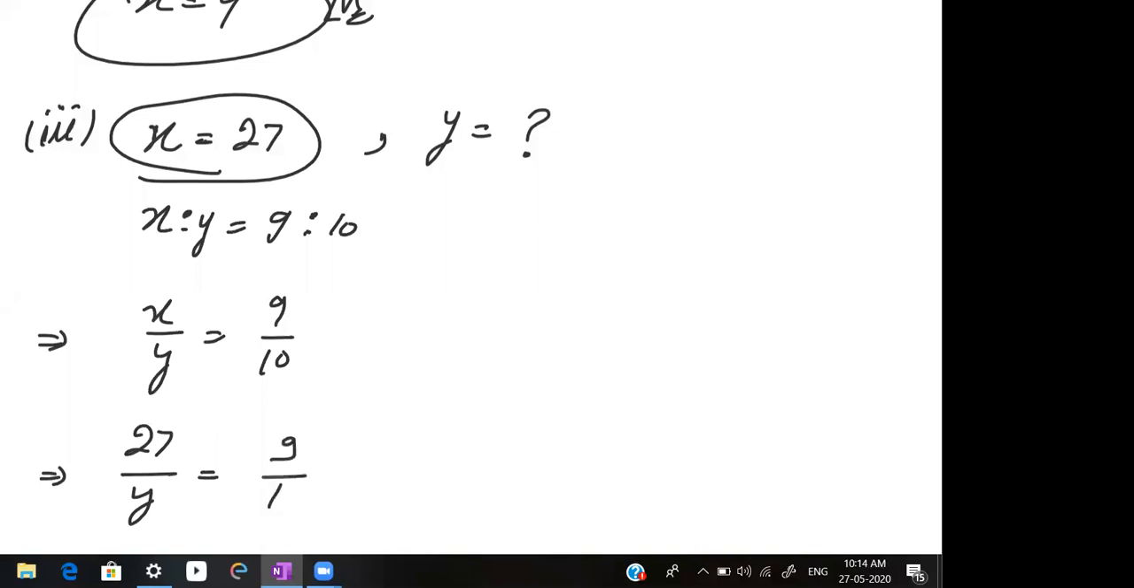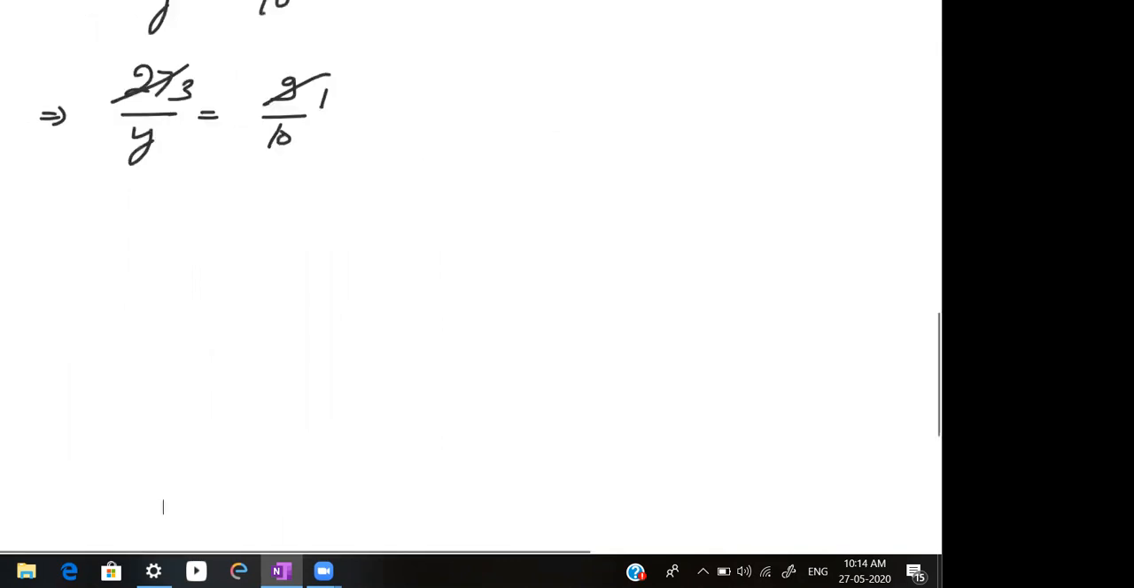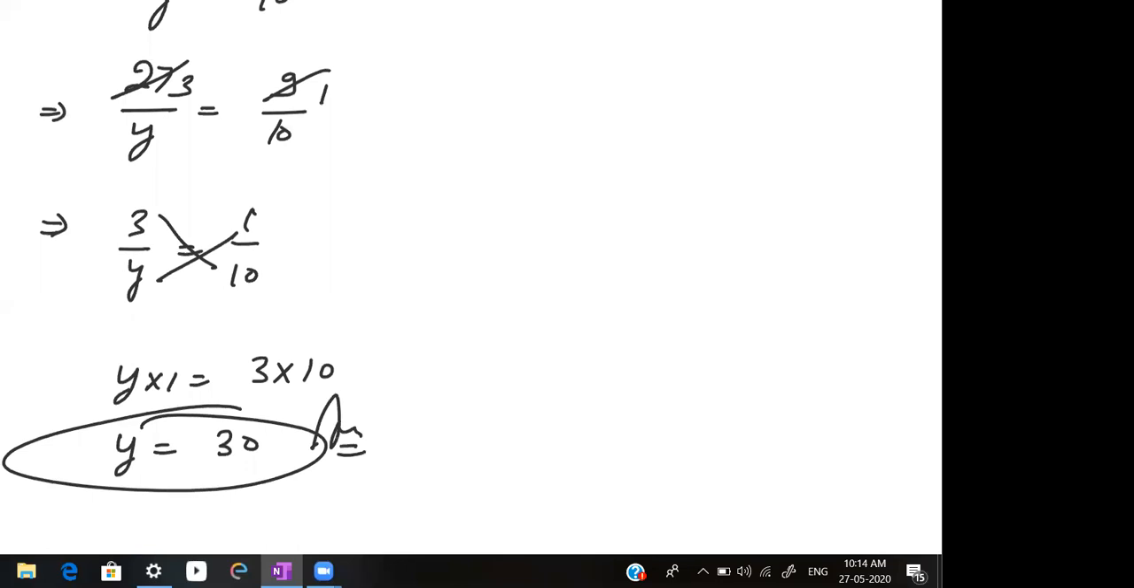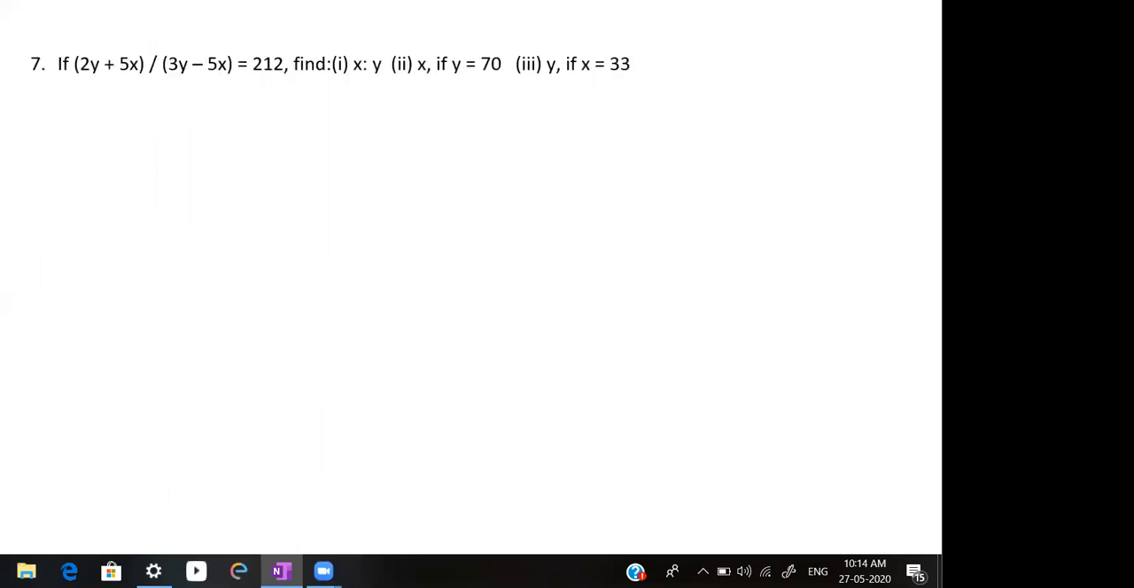So 9 ones are 9 and 9 threes are 27. Okay. So we have got 3 upon y is equal to 1 upon 10. So do cross multiply. So y into 1 is equal to 3 into 10. So y is equal to 30. This is your answer. Clear? So all the parts are done.